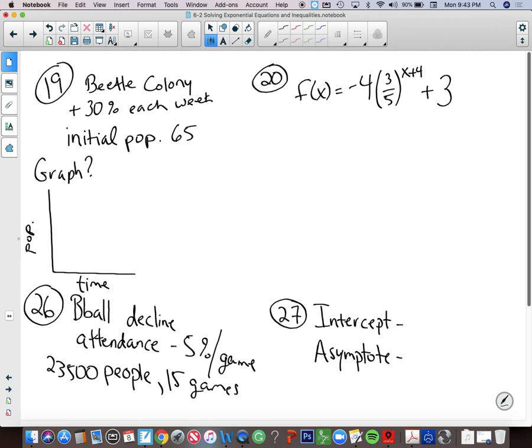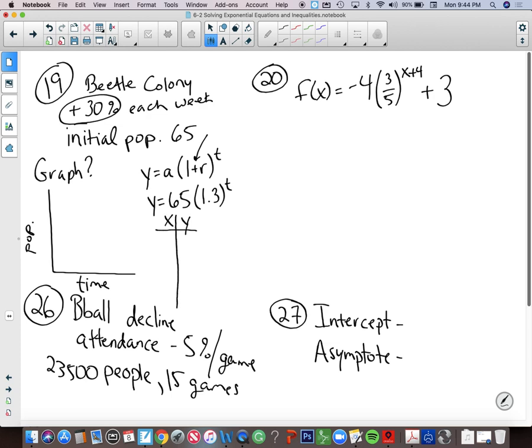So we need to make an equation first of all. Remember we had this formula yesterday. And I know it's this formula because it's growing. That's the growth model. Okay? So when we plug in 0.3 and our initial population, we get this equation. So 65 is the initial amount, 30% or 0.3 is my rate of growth, and I don't have a time because that's what we're going to have to use to graph it. Okay?